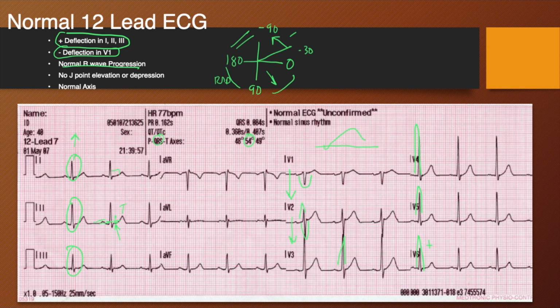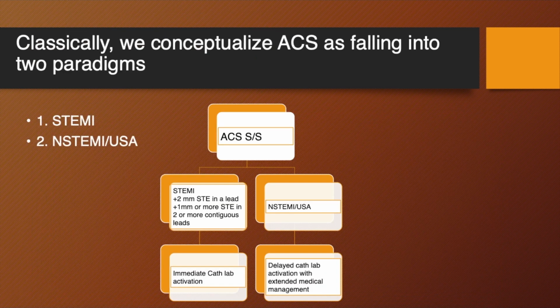If it elevates above the baseline, we call that J-point elevation or ST elevation. Below the baseline is what we call J-point depression or ST depression. We talked about the normal axis already. So that's what we should see with a normal 12-lead ECG.